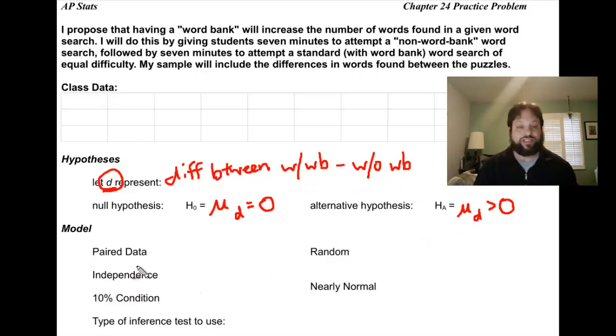Now, there are a few conditions we need to check. Of course, we need to make sure that the data is paired. So to do that, is it the same students before and after? And of course, in this case, it is. So I'll say same students with the word bank as the ones without the word bank.